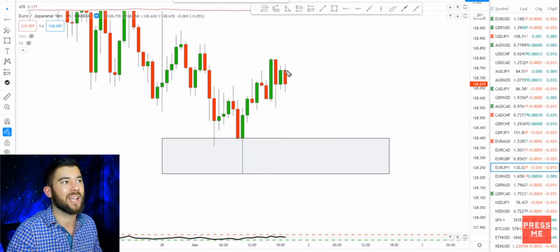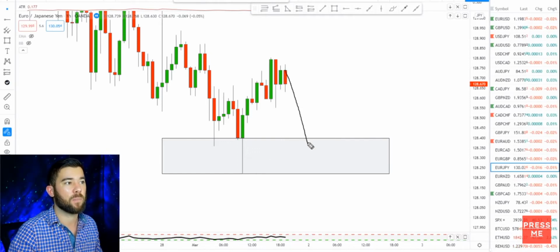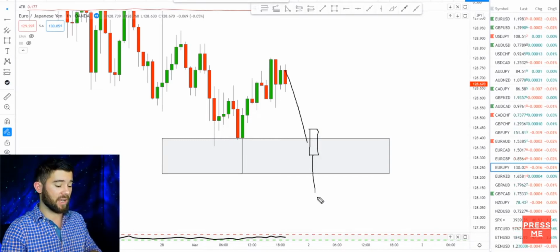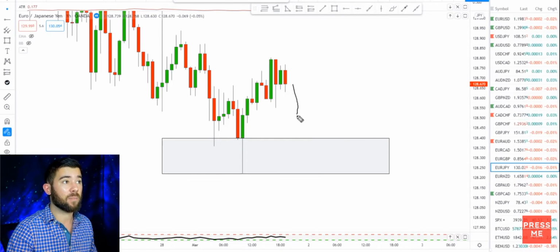What I want to see is the market retest this point. A candle can close inside of this area. A wick can go past this area. We could see nothing but the wick of a candle touch this area.